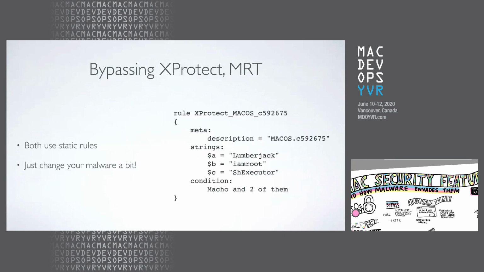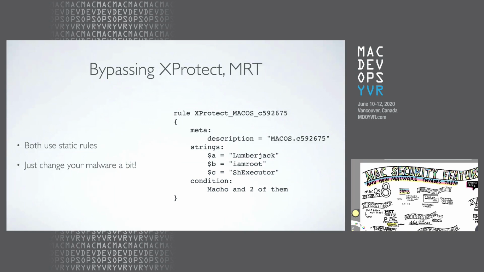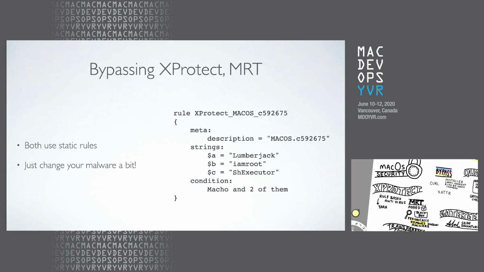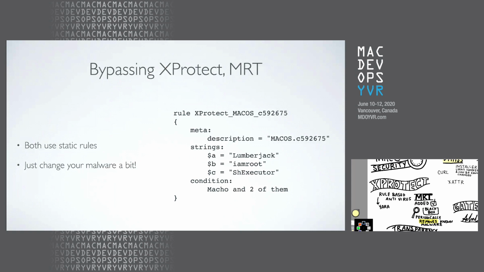You can also bypass XProtect or MRT fairly easily. These both just use static rules: YARA in the case of XProtect, and we're not exactly sure what MRT uses. We can extract some strings from it, but that's about the extent of it. So really all you've got to do to bypass these, if you're a malware creator, is change your malware a little bit. Here you can see on the right an example rule from XProtect.